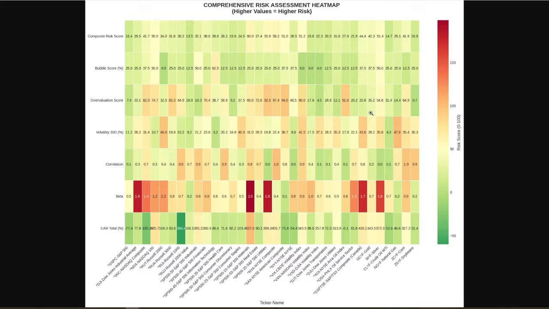bearish contraction expansion. So on the bubble score, we have the NASDAQ 100, which is 50. It's a 50-50 bubble score. So we are approaching the bubble territory, high score territory, for the tech sector.